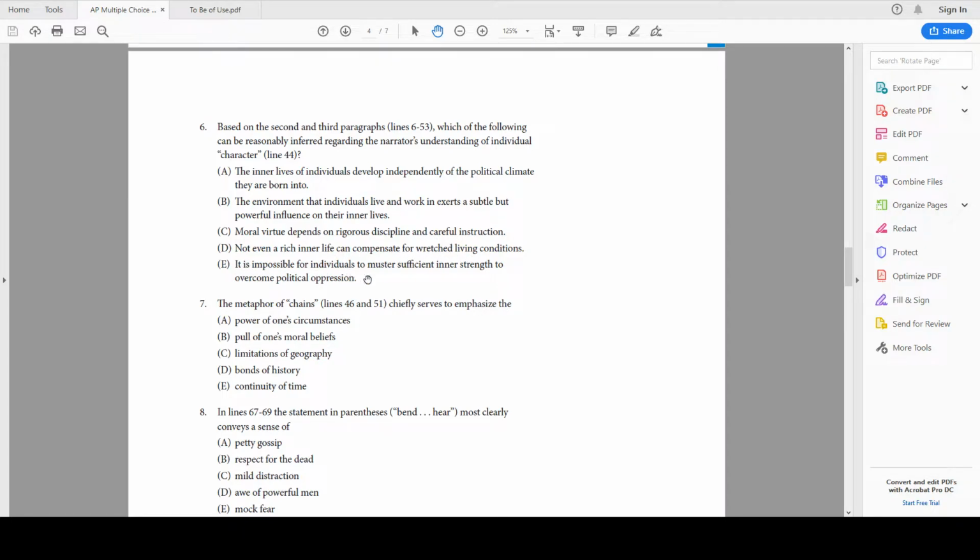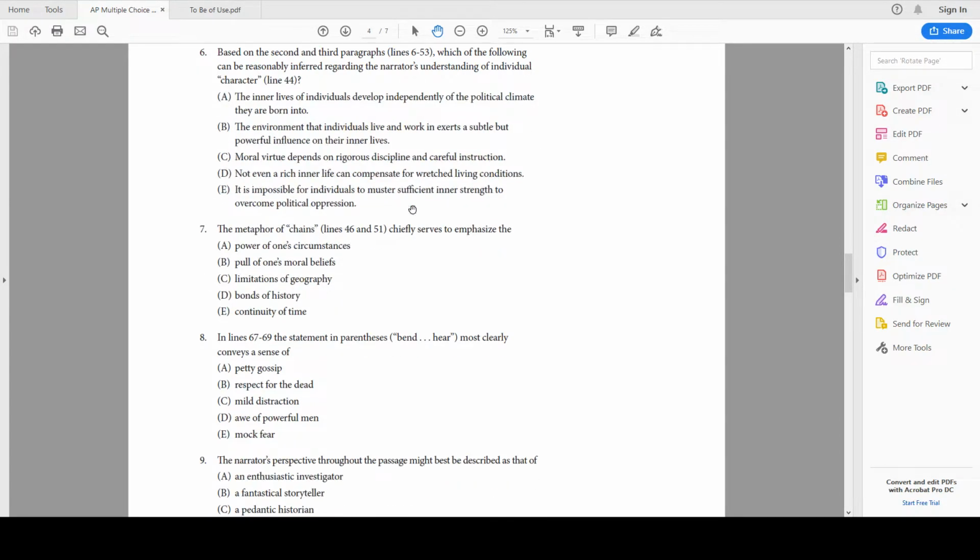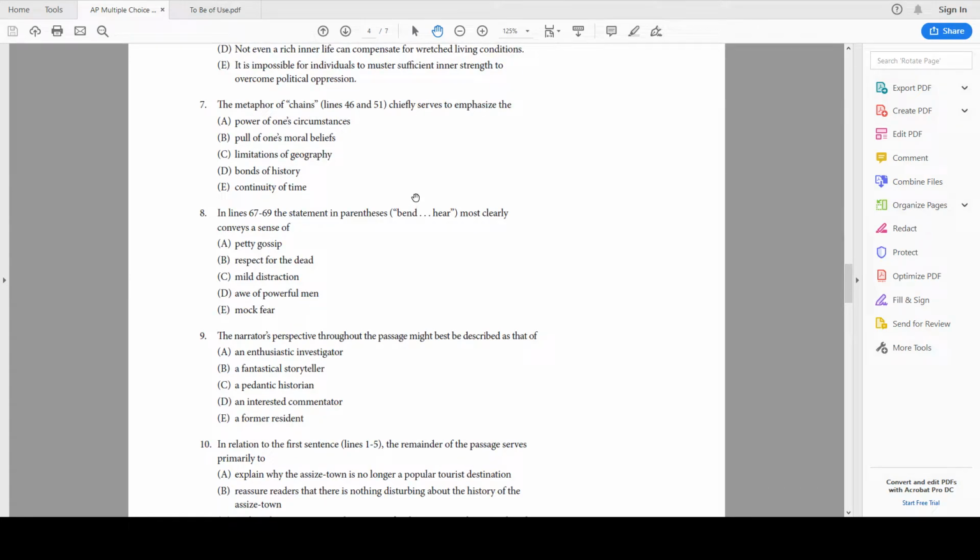And it is impossible for individuals to muster sufficient inner strength to overcome political oppression. So once again, E is a test, just like A. Did you understand the literal meaning of the passage? Because if you did, you know that A and E are saying the opposite, whereas B is saying the correct answer. Okay, number 7, the metaphor of chains chiefly serves to emphasize.